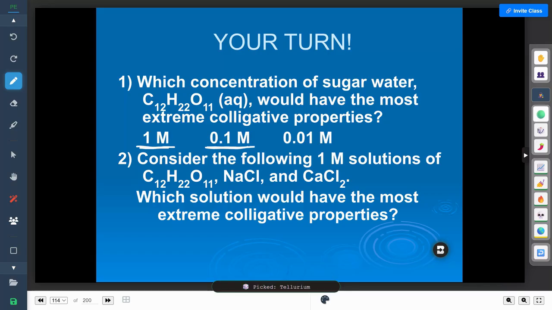Next question. This is going to go to tellurium. Pass it on over. I'm going to take a guess because I'm not sure. I think maybe sugar. Okay, why? Because I think it has the highest concentration. Okay. It says that they're all at 1 molar concentrations. Not sure? Okay.